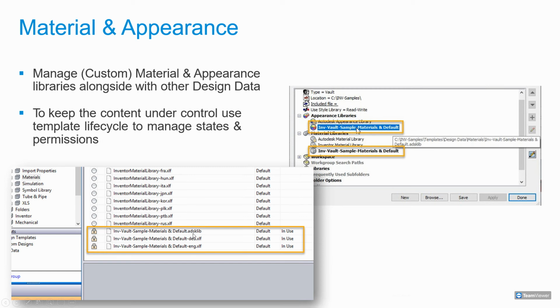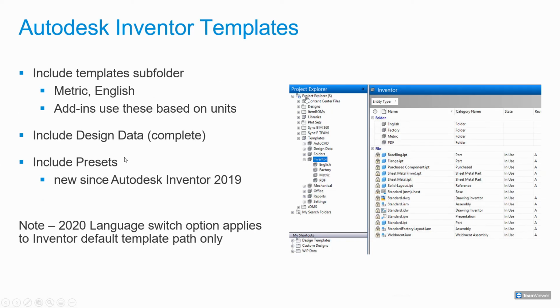Also, you'll find that it will check in materials and data. So in the project I'm editing right now, my Vault project, I can go in and change my own material libraries. To keep the content under control, use templates and life cycles to manage the states, so you can know when changes were made. And lastly, you can add a folder for your templates, so each time you check it in, it goes in there automatically.